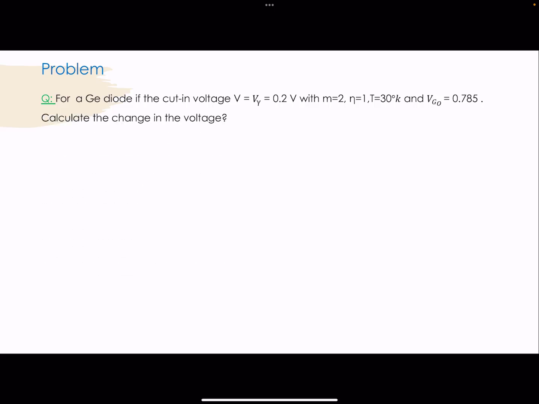Now let us solve a problem related to the temperature dependence of the PN junction diode. The question is, for a germanium diode, if the cut-in voltage V is equal to V gamma equal to 0.2 volts with m equal to 2, eta equal to 1, T equal to 300 degrees Kelvin and Vg0 equal to 0.785, calculate the change in the voltage. Now let us see the solution.